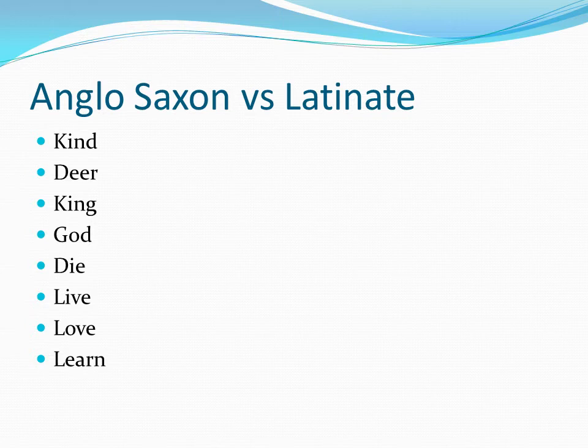Then in 1066, the Normans, led by William the Conqueror, invaded. They came from Normandy, which is in present-day France. And they spoke a version of French, which is a Latinate language, a language that's based on Latin.